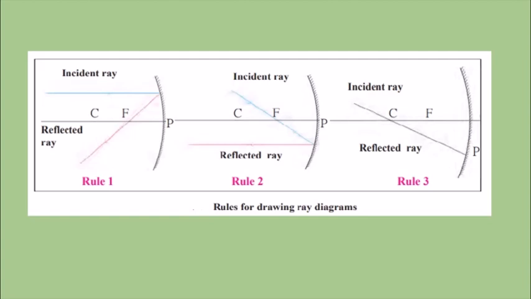So these are the three rules that we follow while making a ray diagram. Whenever you make a ray diagram, you have to follow all of these rules. Number one, when the ray is parallel to the principal axis, it gets reflected through the focus. When it passes through the focus, it reflects parallel to the principal axis, and when it passes through the center of curvature, it returns along the same path.